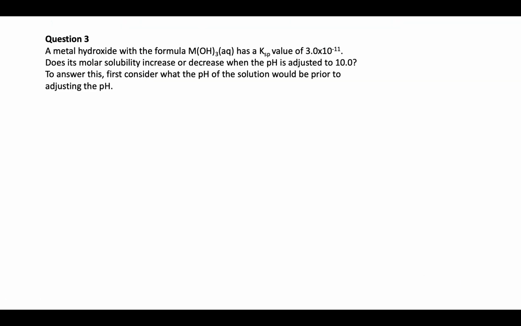This one we have a metal hydroxide, and we're going to, first of all, consider what it would mean if we adjust the pH to 10. How would that affect the molar solubility? To answer it, we could use a Ksp value to determine the initial hydroxide concentration that would be in the beaker, and from that, see what it means to adjust it to 10.